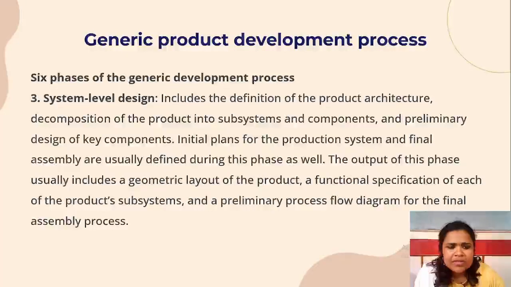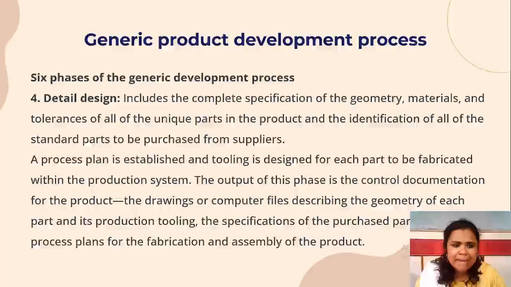The third phase is the system level design. It includes the definition of the product architecture, decomposition of the product into subsystems and components, and preliminary design of key components. Initial plans for the production system and final assembly are usually defined during this phase as well. The output of this phase usually includes a geometric layout of the product, a functional specification of each of the product subsystems, and a preliminary process flow diagram for the final assembly process.